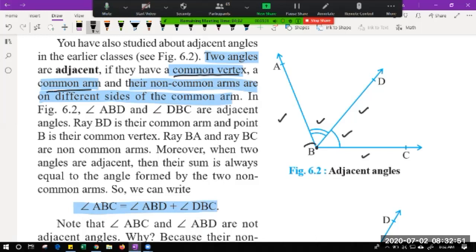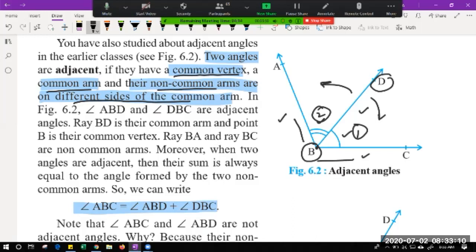You can see the common vertex is B, the common arm is BD, and the non-common arms, that is BC and AB, are on different sides of the common arm. You can see AB is on this side and BC is on this side. So we can say angle 1 and angle 2 are adjacent angles.